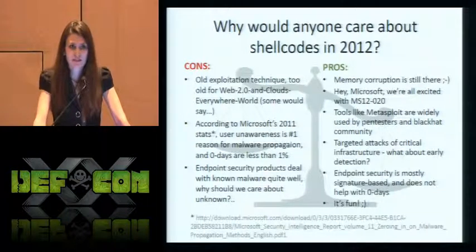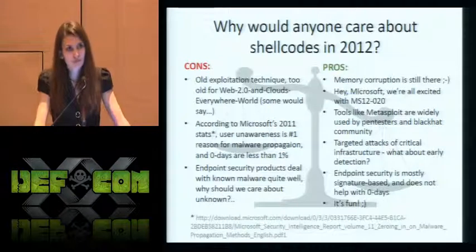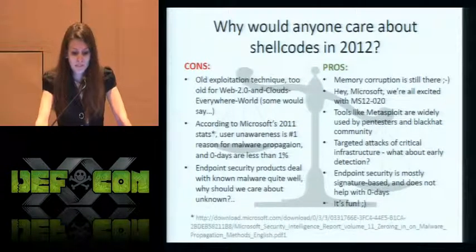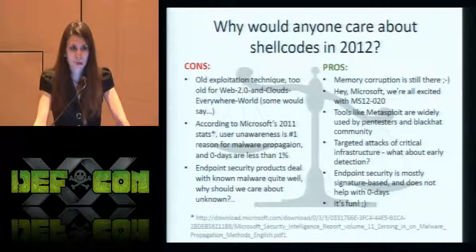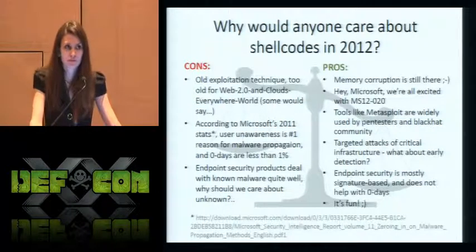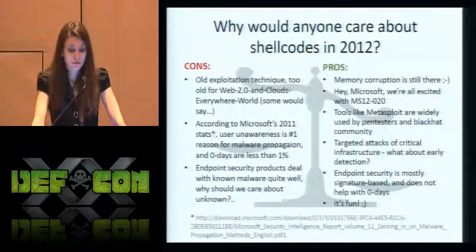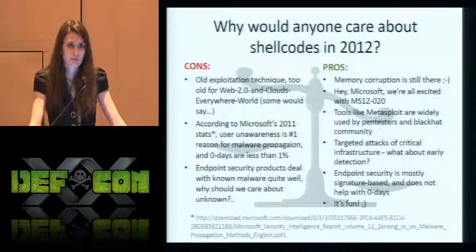Yes, memory corruption is still there. We still have a huge bunch of code written in C. Programmers are still making mistakes. Programmers are still making vulnerabilities in their code, in their products. And we remember the Microsoft report about a vulnerability in the remote desktop protocol. We also know that tools like Metasploit Framework and related ones are widely used now by some black hat communities, and by pen testers also.